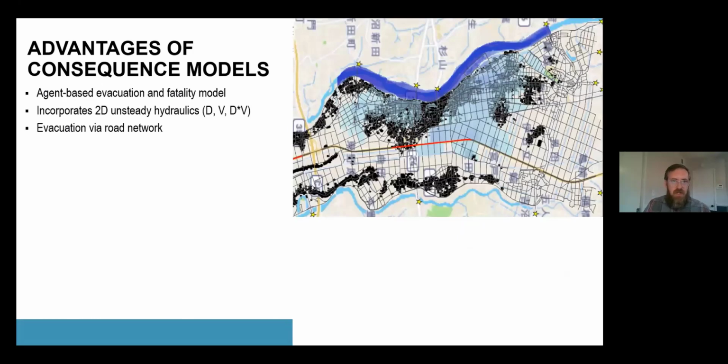Some of the advantages of a consequence model. This agent-based model tracks evacuations and estimates fatalities on a one-to-one basis, every person in the floodplain. It incorporates two-dimensional unsteady hydraulics, so you have depth, velocity, and depth times velocity at every location where people may be. And you're using the actual road network to estimate evacuation as opposed to some simplification of it. That allows you to track the traffic in that evacuation network as well.